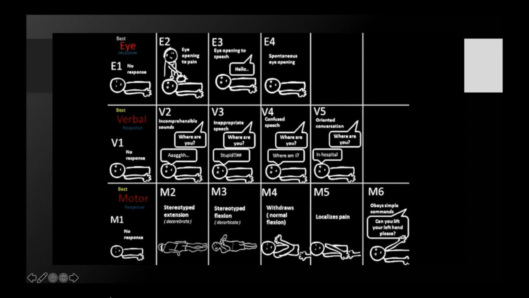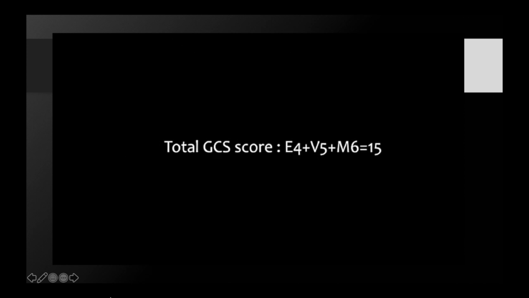So like this, we are scoring the best eye response from E1 to E4, the verbal response from V1 to V5, and the motor response from M1 to M6. Now, the total GCS score would be E4, V5, and M6, 4 being the maximum eye response, 5 the maximum verbal response, and 6 the maximum motor response. This is how we calculate the total GCS score. E4, V5, M6 equals 15. So 15 is the maximum GCS score.